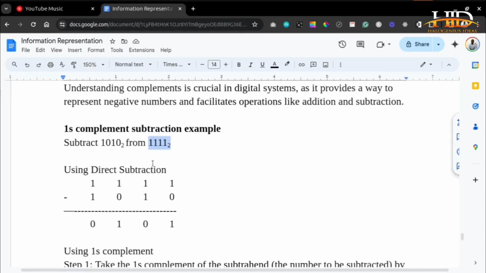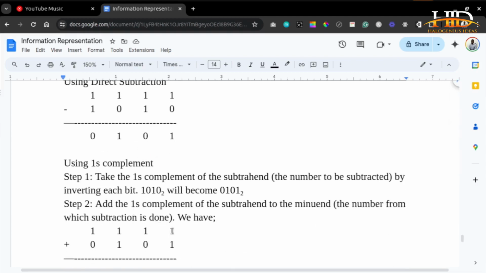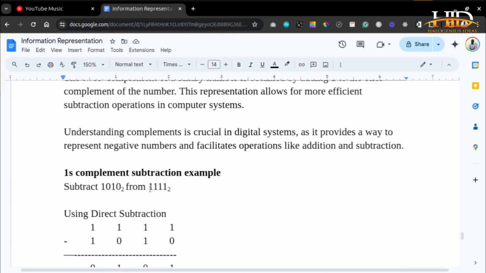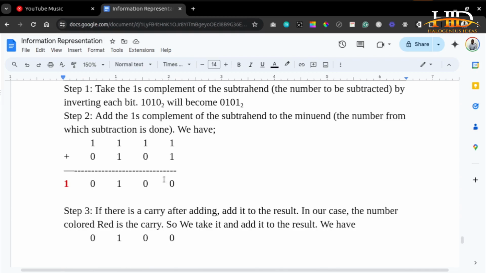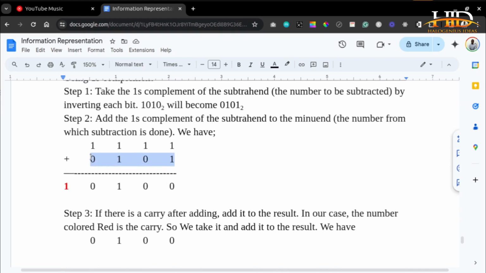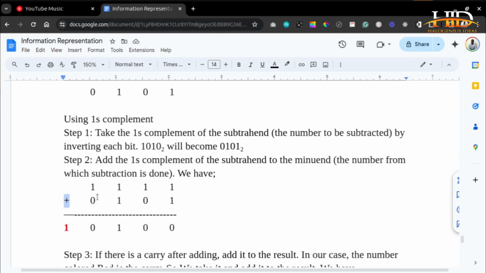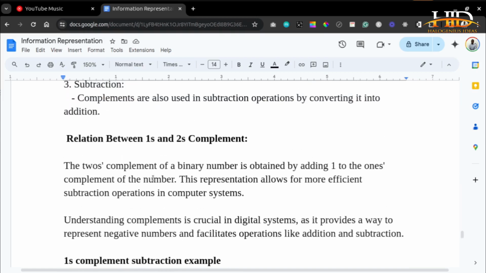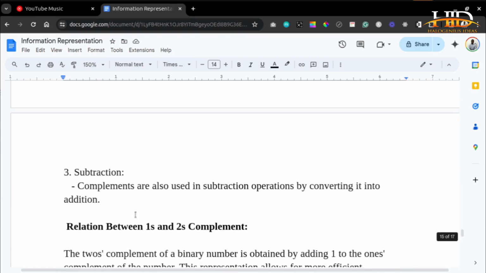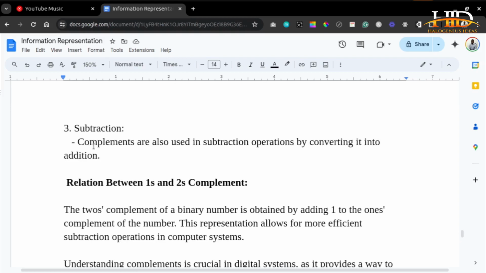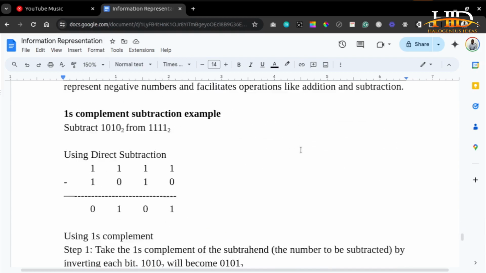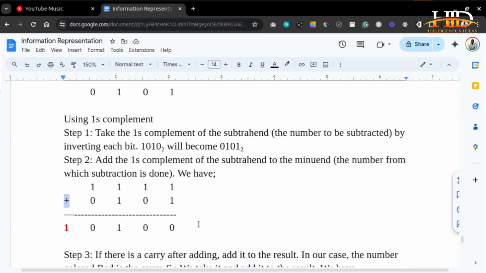So if you want to add it, I brought this one over here. Then I brought down that one's complement, the one's complement of this. Now we have converted it to an addition operation. If you remember what we said over here, exactly. Complements are used in subtraction operations by converting it into addition. So with what I did over here, I've converted this operation to an addition operation.